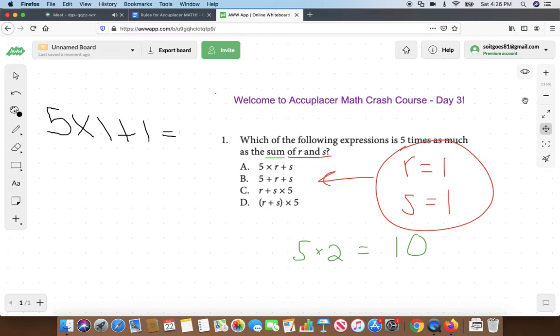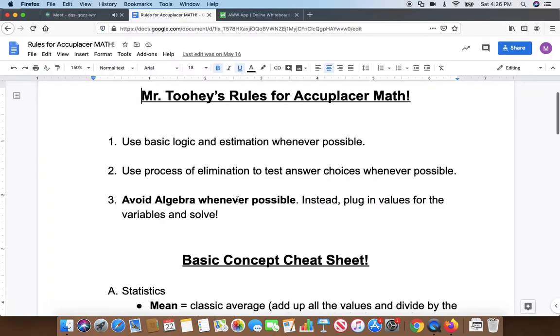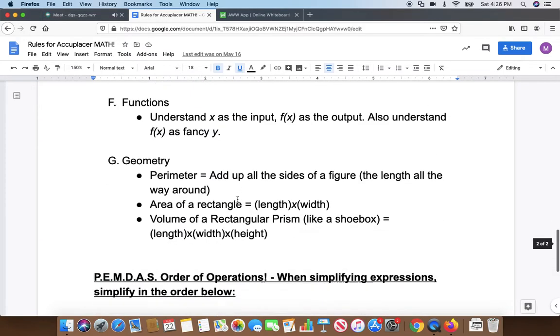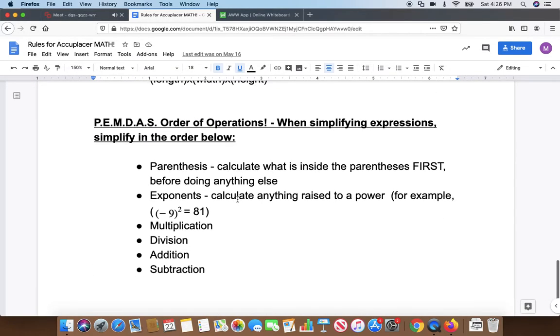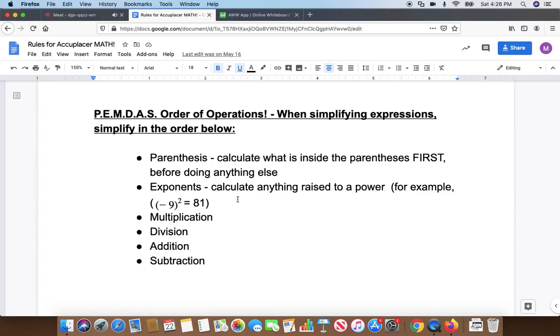Do you know which one you do first? Yes. Which one do you do first? Multiplication. Absolutely, right? Let's review that real quick. Let's review PEMDAS just for anybody watching the recording here, and we're going to come back to this because I think we're going to need it throughout this whole question. I've got PEMDAS on my rules for Accuplacer Math. It's the last thing on the cheat sheet.